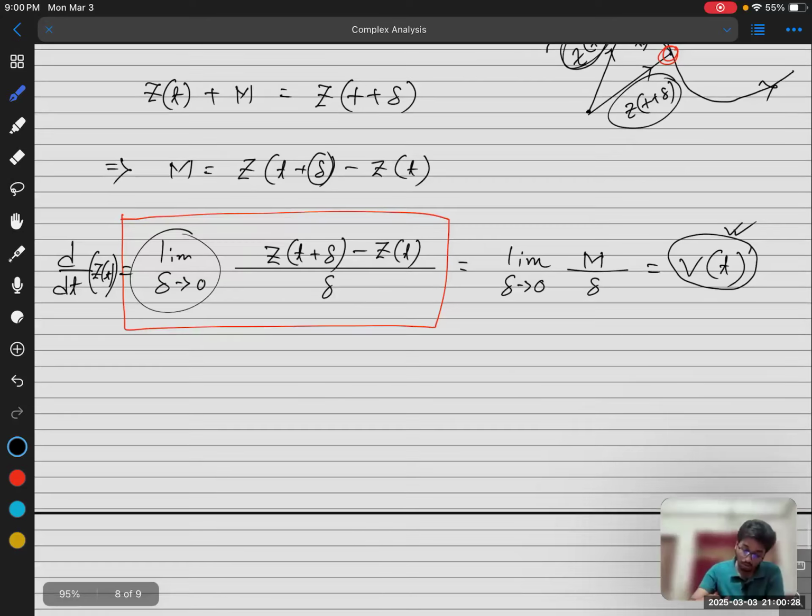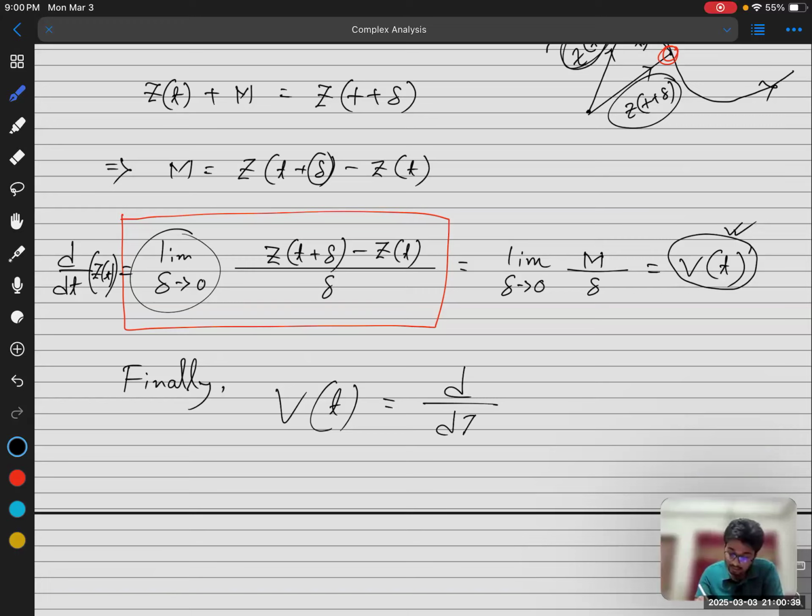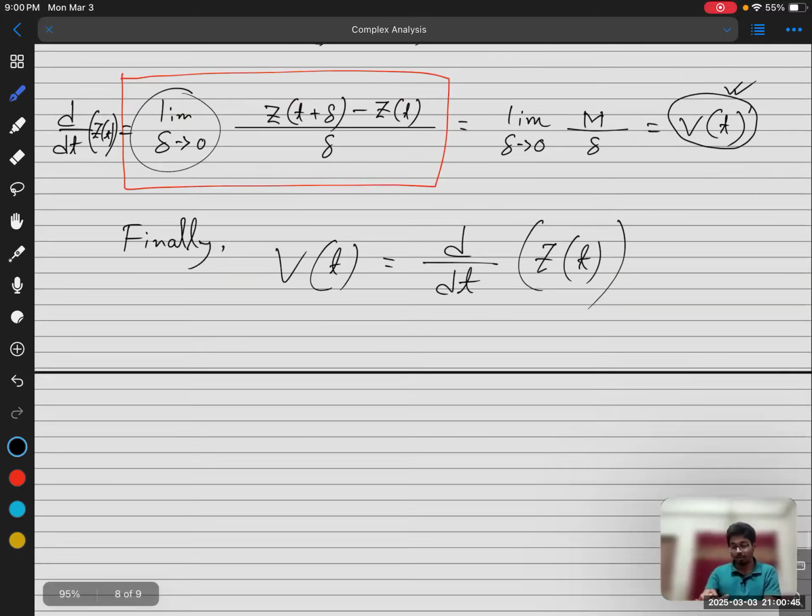So what do we get? Finally, we get v of t, that is the velocity of a particle, is basically the differentiation of the position vector.